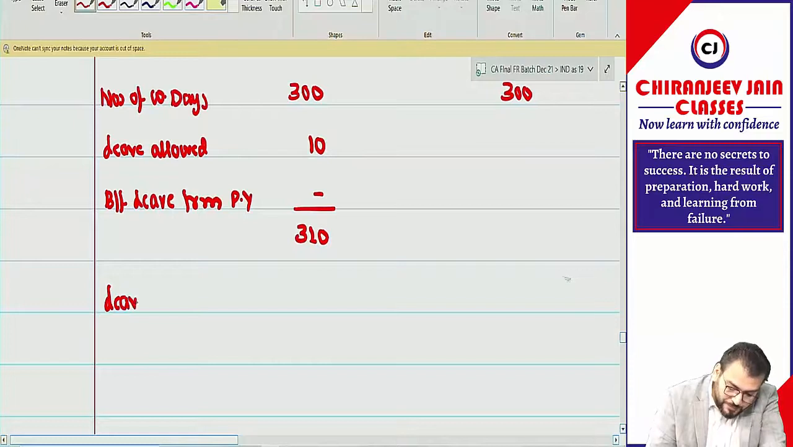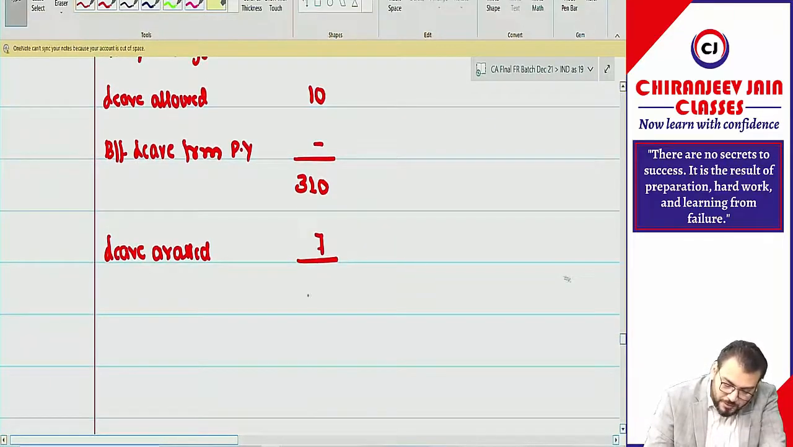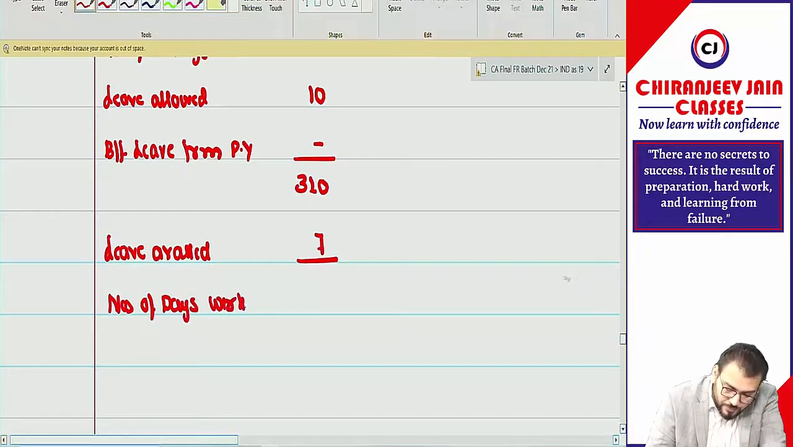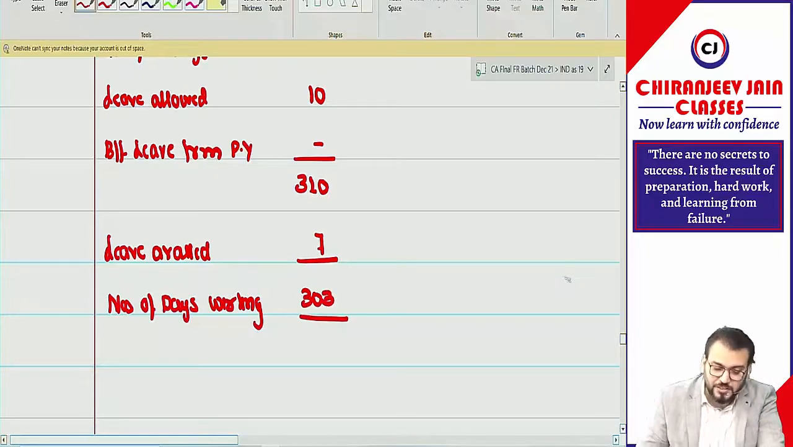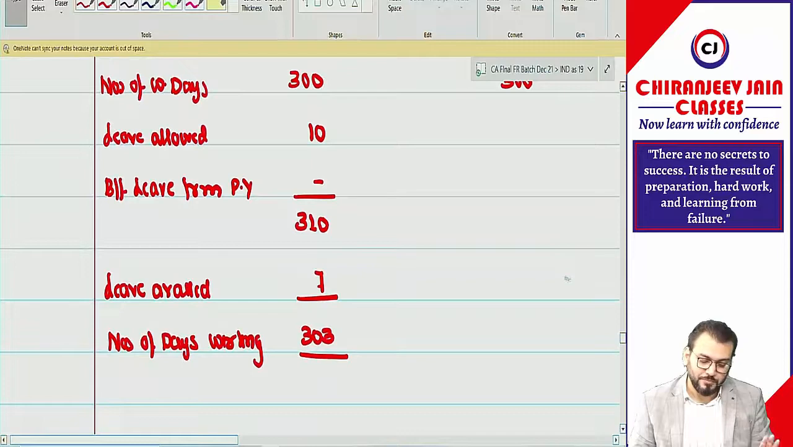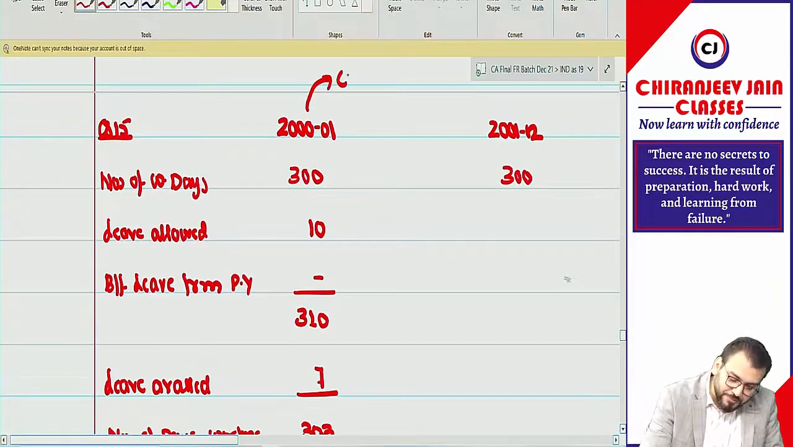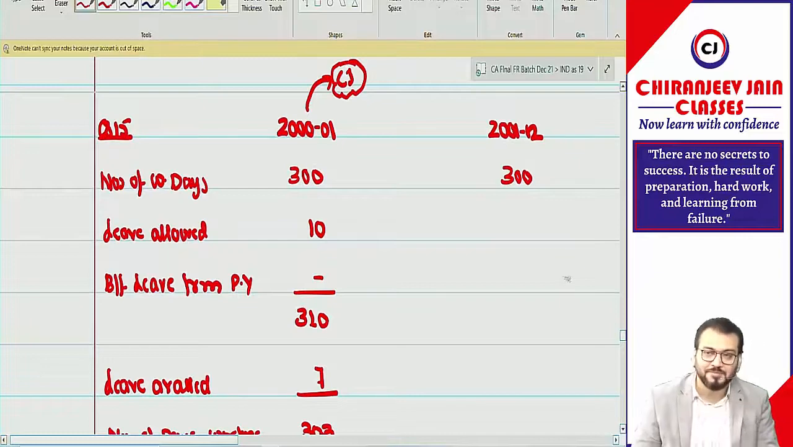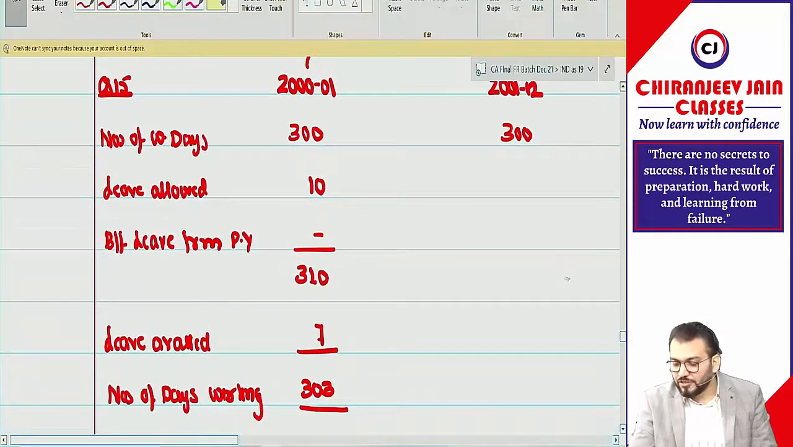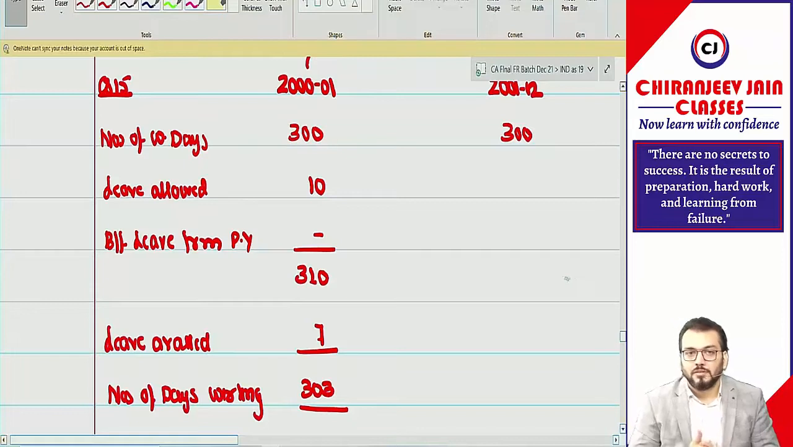Now leave availed is how much? 7 days. It means number of days worked is 303 days. This is as per my working. This is as per CJ. What do you think? Whether this working is correct or wrong? This is as per my understanding. This should be the working.